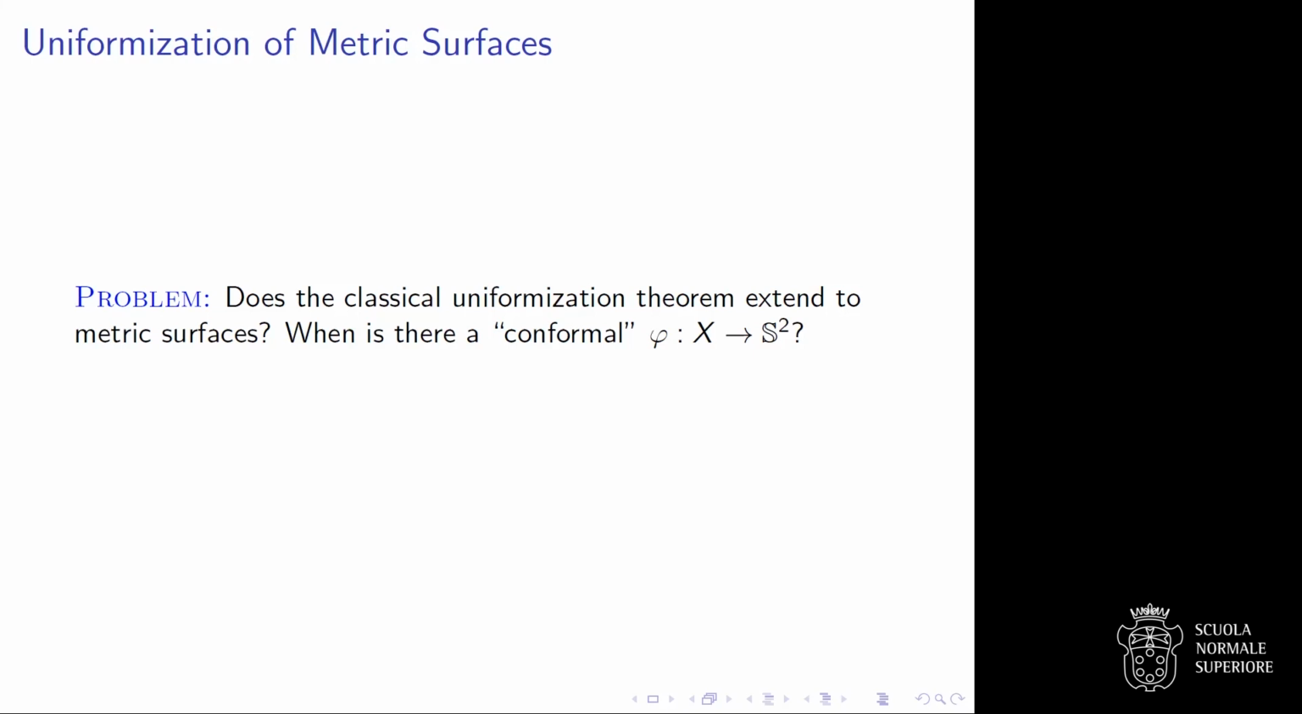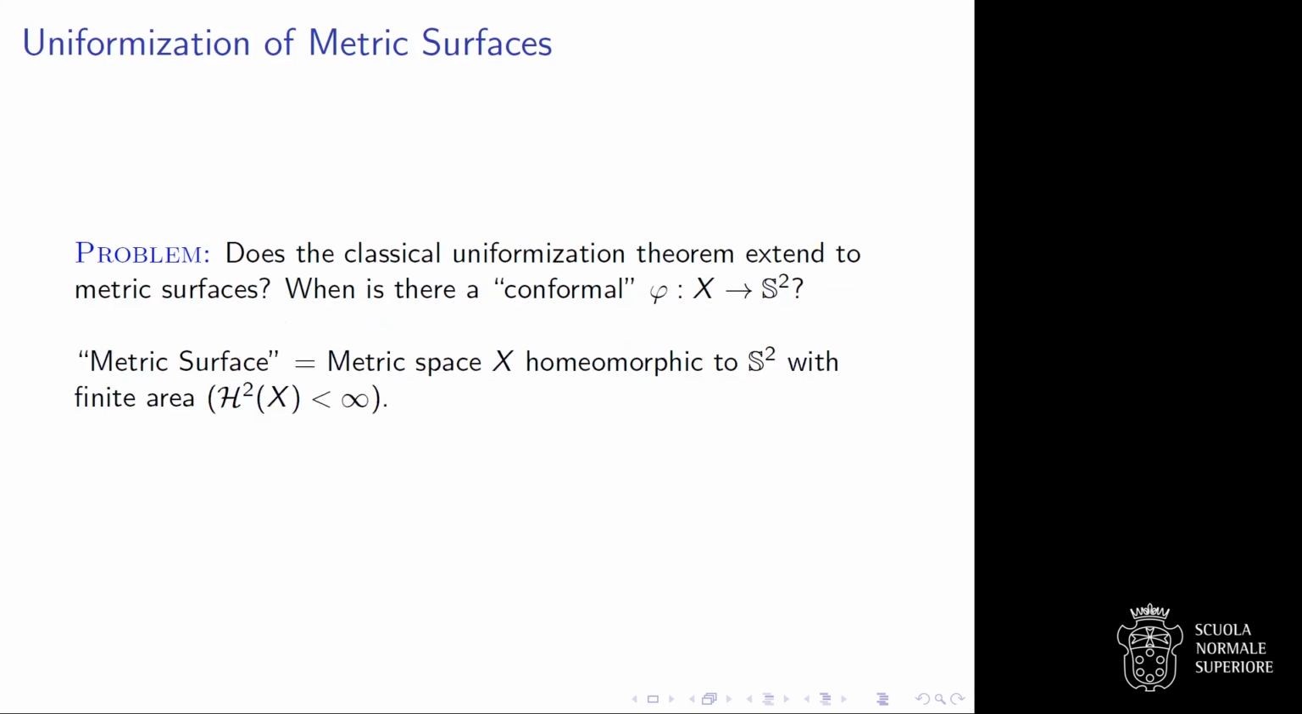There are two problems inside the problem. First, what is a metric surface, and then what is a conformal map in this context? Metric surface: it would be nice to be able to uniformize any metric space homeomorphic to the sphere, but that's impossible. So here we basically rule out fractals. So we assume that the two-dimensional Hausdorff measure is finite. That's the minimal assumption we make.